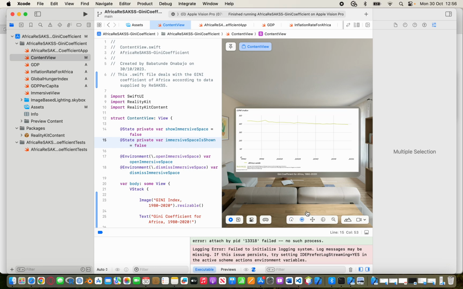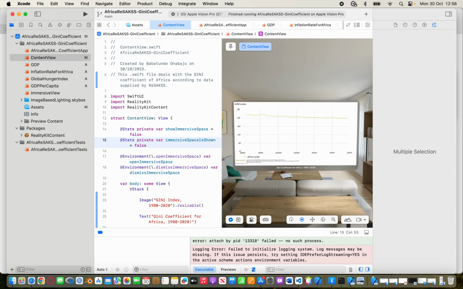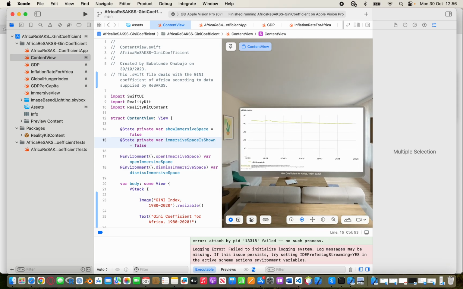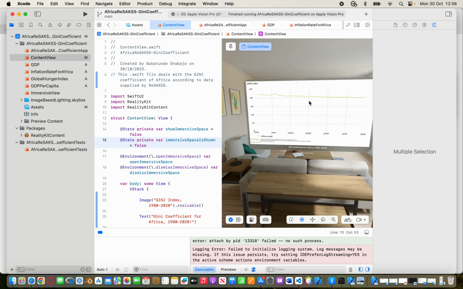So here, this particular window, as we call it in the context of Vision Pro, if you were to wear the headset, you'll see that what we have here is the Gini index. You can see that from 1990 to 2020, it declined. Now, with the Gini index, a value of 0 means perfect equality, and a value of 100 means perfect inequality. Generally, economies try to strive for lower inequality as opposed to higher. So it's declining for Africa, and you would be able to see this in the context of virtual reality if you wear the Apple headset.